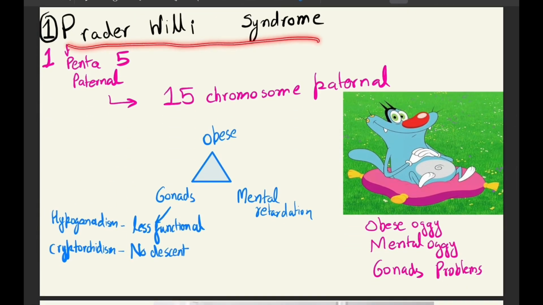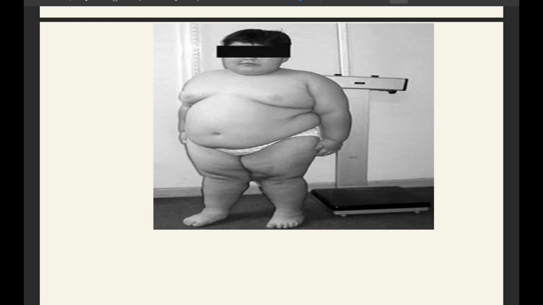Next is Prader-Willi syndrome. For Prader-Willi syndrome, you write a 1 like this, and with that you write a P. So for 1, we have 1, and for P, we have 5, which is penta. So for P, we have paternal. So chromosome 15 on paternal. For this, we have the mnemonic OGI. So for O, obese, OGI was obese. For G, we have gonad dysfunction, which is hypogonadism, and then there is mental retardation, like OGI who was mad. Here is the picture of a patient with Prader-Willi syndrome.